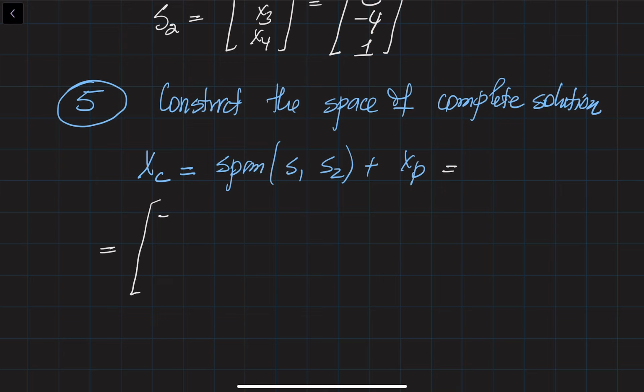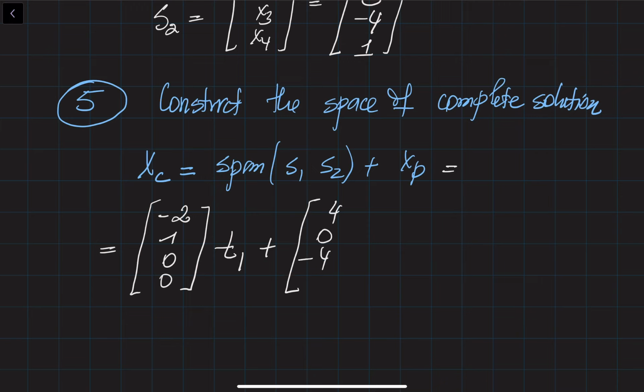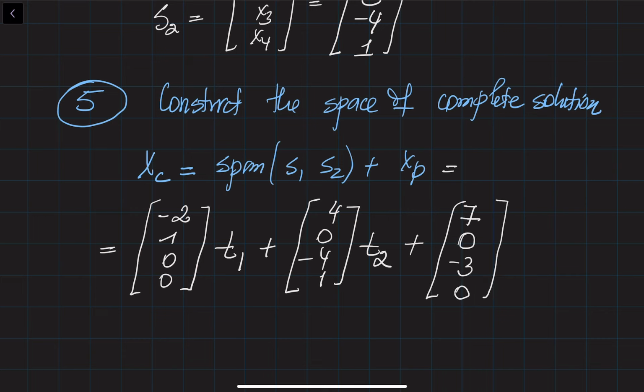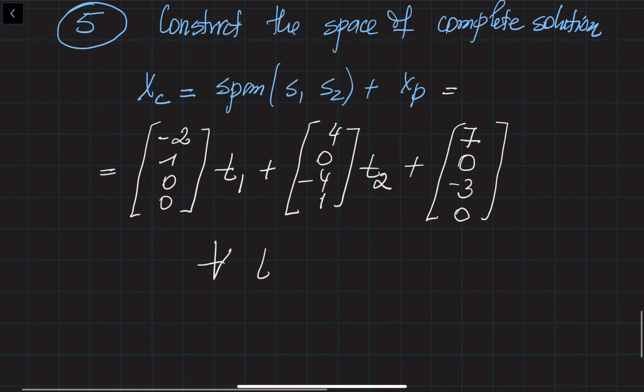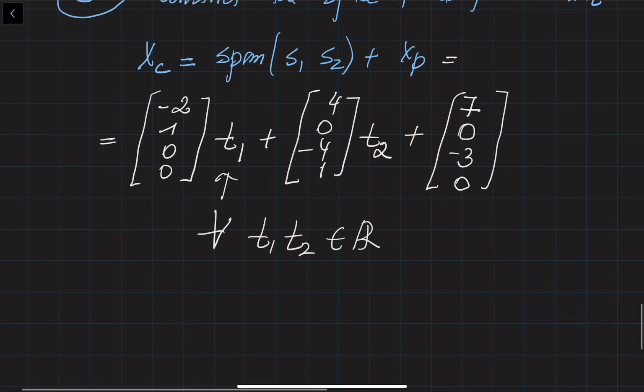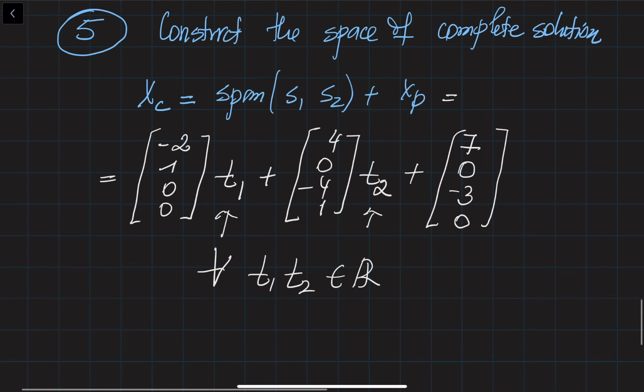The first special solution, minus 2, 1, 0, 0, is going to be multiplied by some parameter t1, plus the second special solution 4, 0, minus 4, and 1 is going to be multiplied by another parameter t2, plus the particular solution, which is equal to 7, 0, minus 3, and 0. This is going to be for any values t1 and t2 from the set of real numbers. So essentially, it has two parameters, right? By just choosing different values for t1 and t2, you can construct lots of solutions.